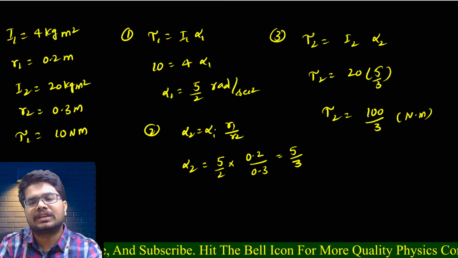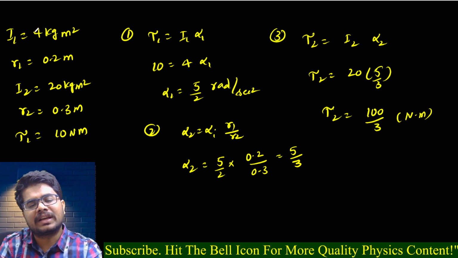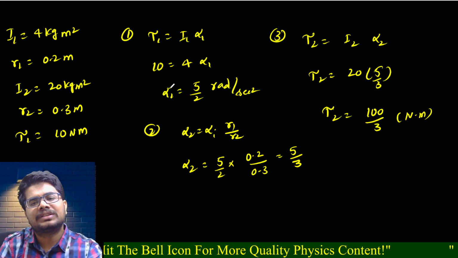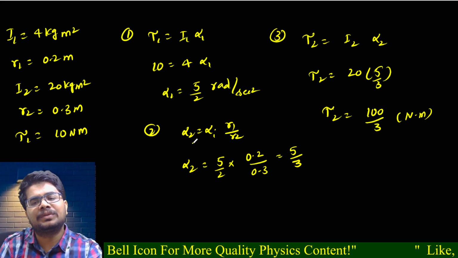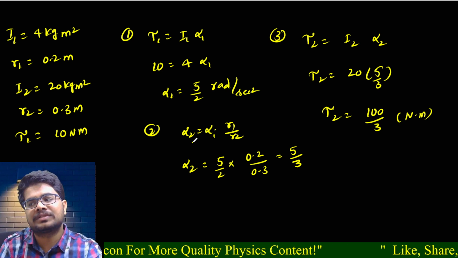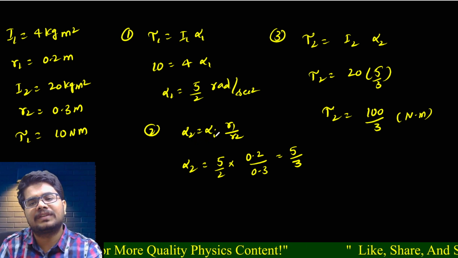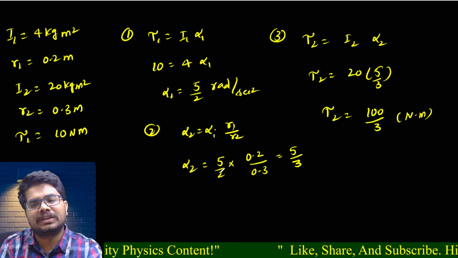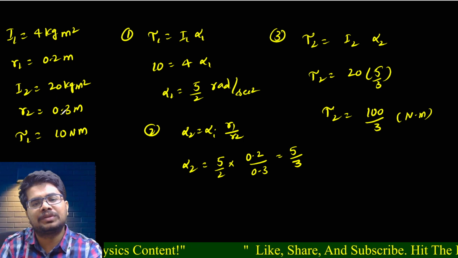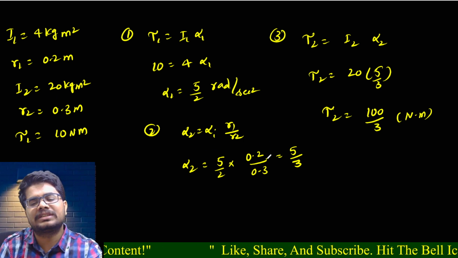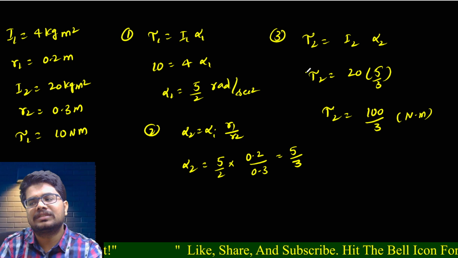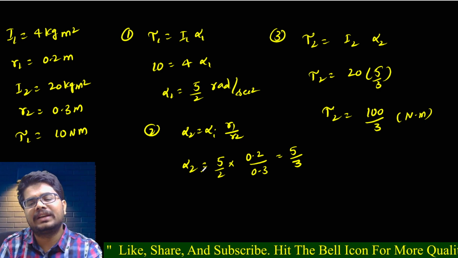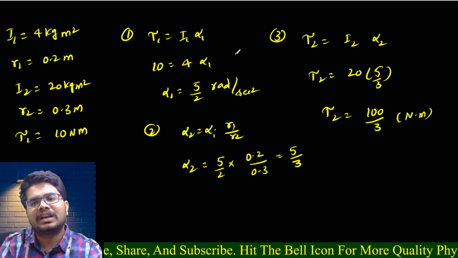If you observe the data given here, I1, R1, I2, R2, and the torque. Torque equals I alpha, you know? So we got alpha 1 here. Then the alpha 2 formula we must have done in class notes, a regular class notes formula only. Alpha 2 equals alpha 1 into R1 by R2. So alpha 2 equals 5 by 2 here, and R1 by R2 is 0.2 by 0.3, which equals 5 by 3. So torque 2 equals I2 into alpha 2. The alpha 2 value is already calculated here, you just substitute it.